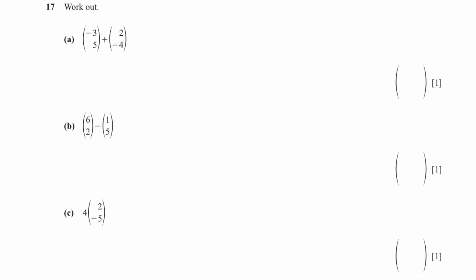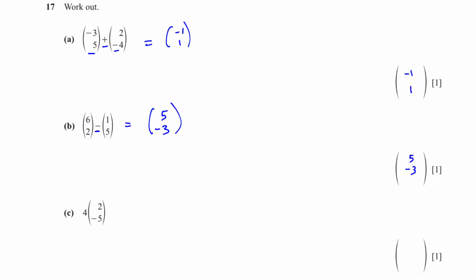Question number 17 is a vector question. Column vectors have been given to you and you have to find the answer. This is a plus, so we just have to put in the calculator -3 plus 2 and you will get -1. And then 5 plus -4 will give you 1. So -1 and 1 is your answer. And in the second case B, this is a subtract. 6 minus 1, 5. 2 minus 5, -3. So that's the answer.